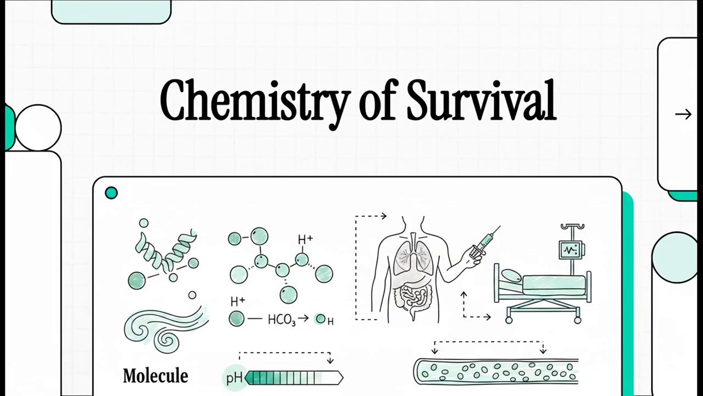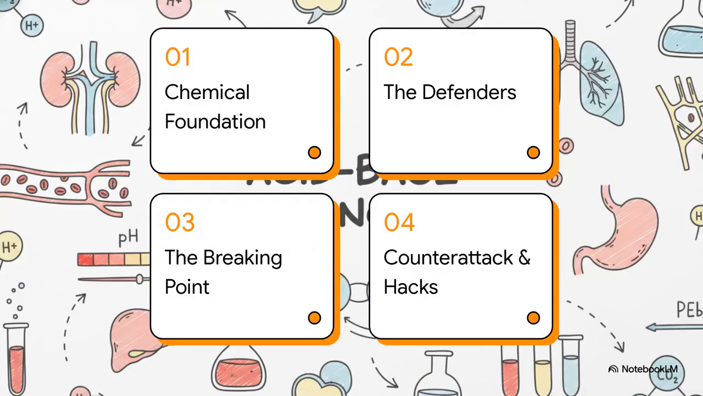You know, every single breath you take, every single time your heart beats, your body is managing this incredibly delicate microscopic chemical balance. We're going to dive deep into how the human machine actually works under the hood to maintain this equilibrium. By the end of this explainer, you're going to completely understand the invisible life-or-death battles happening inside you every single second. Here is our roadmap for the breakdown.